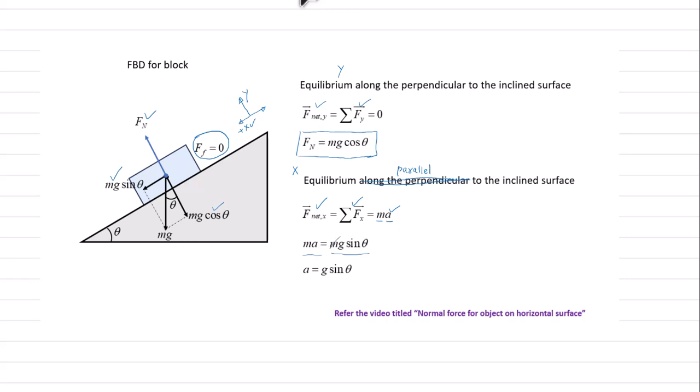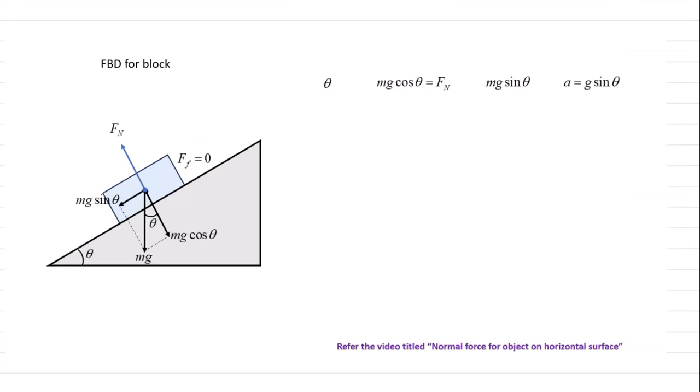M and m cancel on both the sides. Therefore, a equals g sine theta. So let's analyze the forces and also the acceleration for the different cases of theta. So let's say when we have theta equal to 0 degree, angle of inclination is 0. That means it is a horizontal surface.